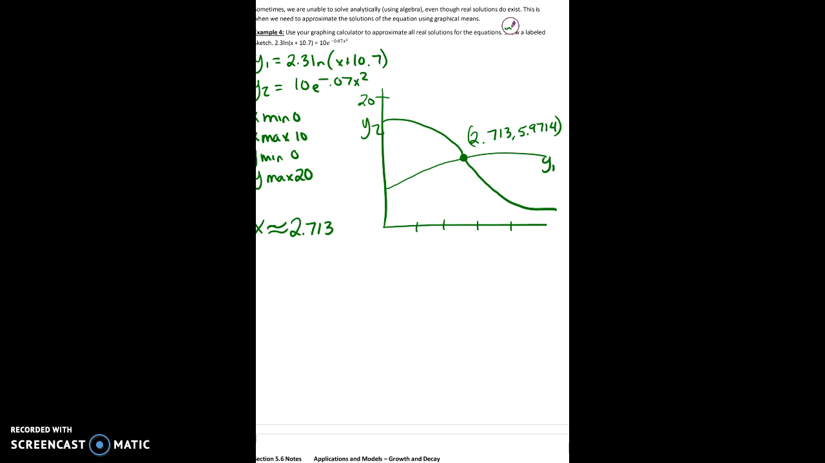Okay, so this is the end of our section 5.5 notes. Let me give you your homework from this section. Your homework is on page 363, numbers 7, 25, 31, 39, 49, and 67.